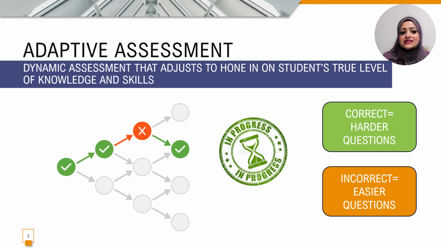What that means is when a student begins the MAP test, they're given questions of average difficulty. If the student is able to answer correctly, the next question will be more challenging. However, if the student answers incorrectly, the following question will be easier. This process continues throughout the test with the goal of honing in on the student's true level of knowledge and skills.